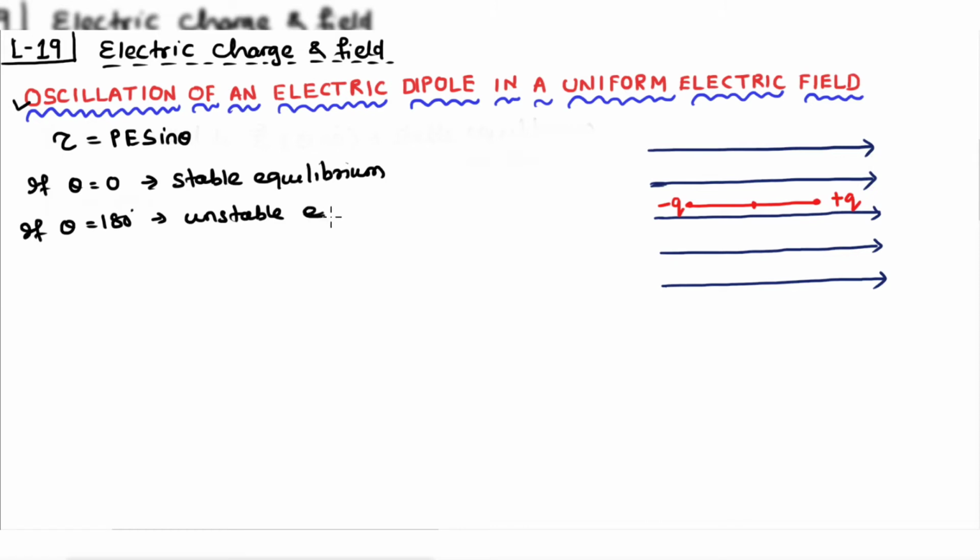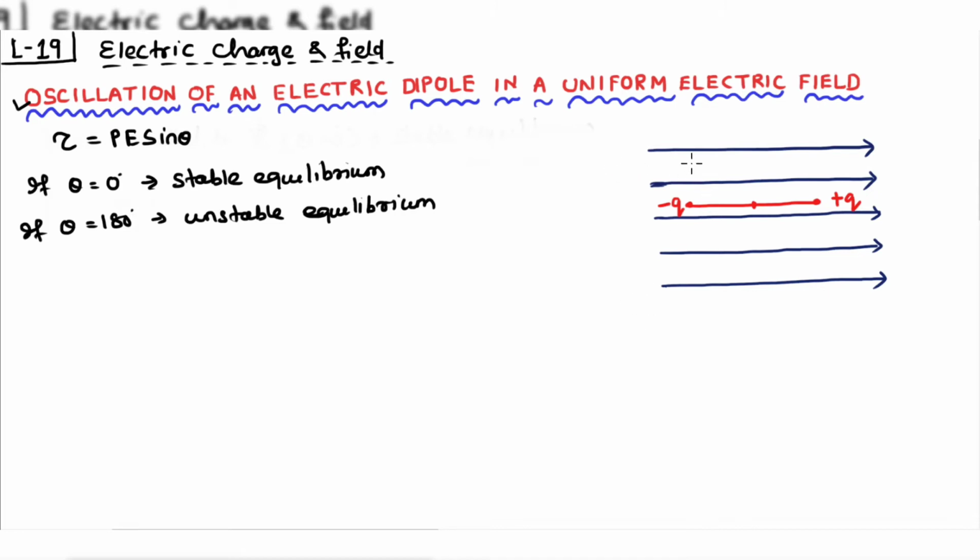And at these two positions, the torque acting on the dipole is 0. Theta equal to 0 is known as the stable equilibrium position, and theta equal to 180 degrees is known as the unstable equilibrium position. So the topic name is oscillation of an electric dipole in a uniform electric field. First we must understand why a dipole should oscillate in a uniform electric field.